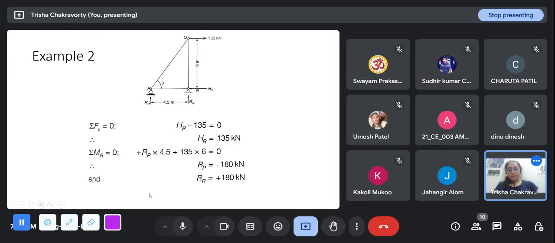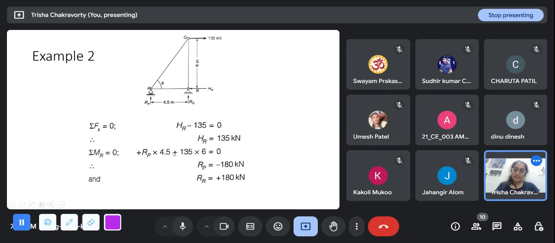Another equation is conserving the moment. When we write this moment equation, we try to choose the point through which the most number of forces pass, so that they will not show up in this equation. So I am taking the moment about R. What are the forces that are providing a moment about R? One is this RP, one is this 135, and RR and HR do not give any moment because they pass through the point R. So RP into 4.5 is a clockwise moment. 135 into 6 is also a clockwise moment.